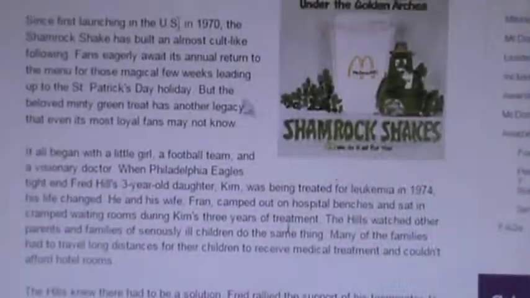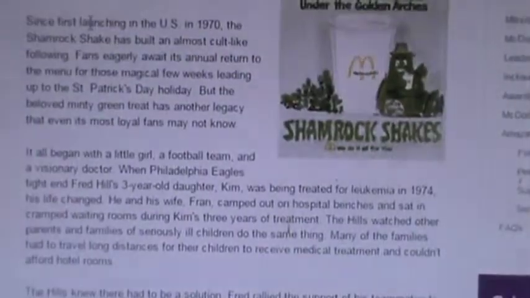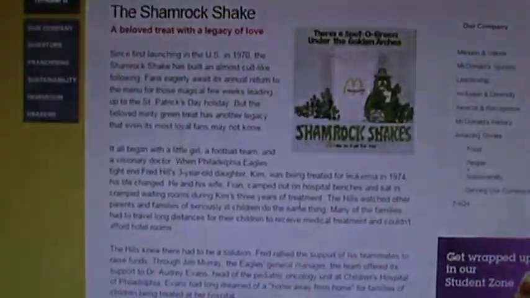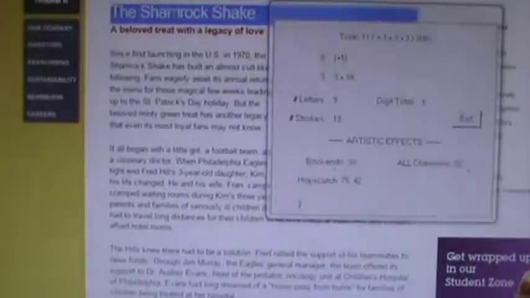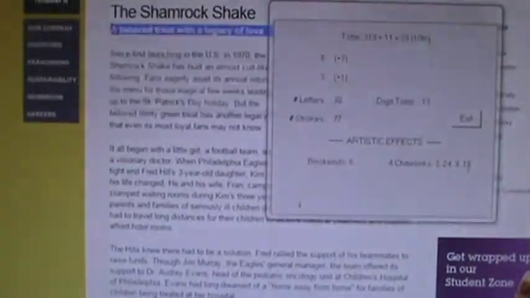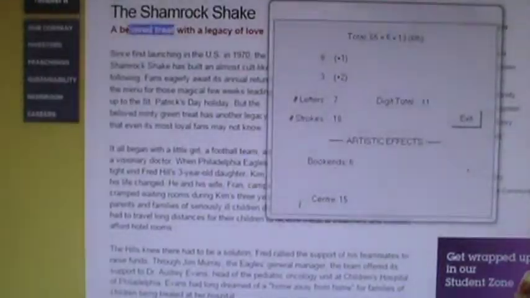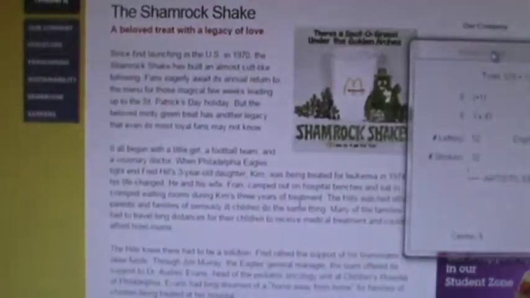We do it all for you. There it is. And they said it perfectly. A beloved treat with a legacy of love. It's all about love. And it has one name. You solve the name. The Shamrock Shake divides by 3. A beloved treat with a legacy of love. You can just keep poking around. Wow. Just keep poking around. Beloved treat divides by 3. You know, love, exactly.